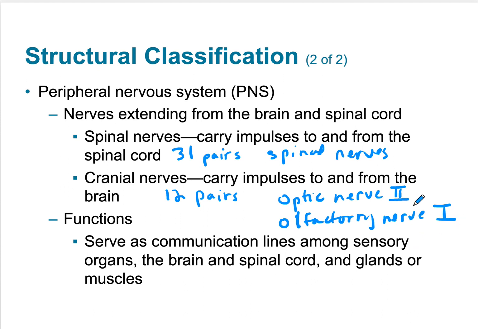All 12 cranial nerves are given numbers, and you do have to learn all 12, but your optic nerve is number 2. This allows you to see. Olfactory allows you to smell, and we'll talk about other types of cranial nerves when we get to the peripheral nervous system, okay? The functions of your peripheral nervous system, they serve as communication lines among sensory organs, the brain and spinal cord, and glands, okay? So these are the ones that are going to take inputs, be able to send them to the brain and spinal cord, and then also have an output in terms of what to do with that information, okay? They're kind of the communication link between the outside sensory information and then getting it to your brain and spinal cord, okay?